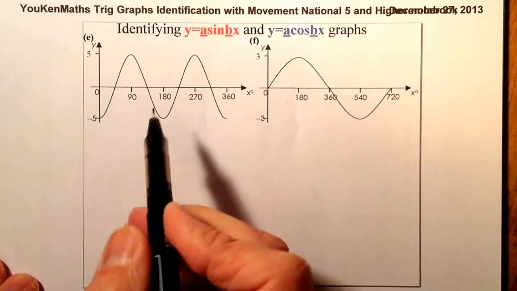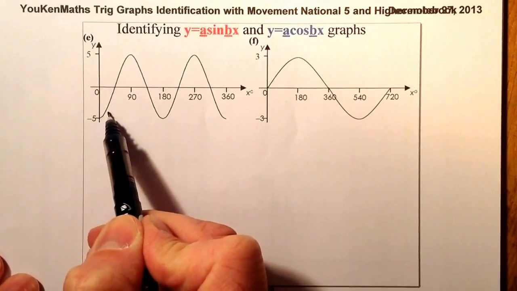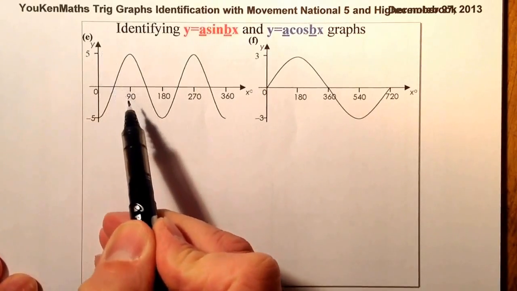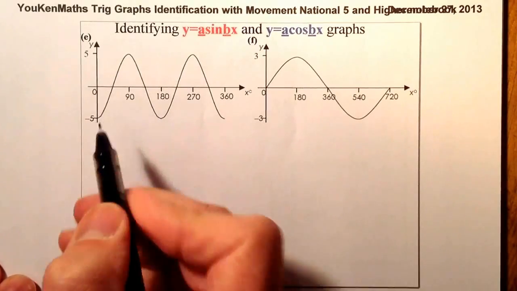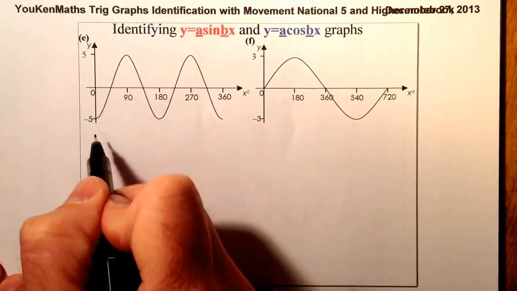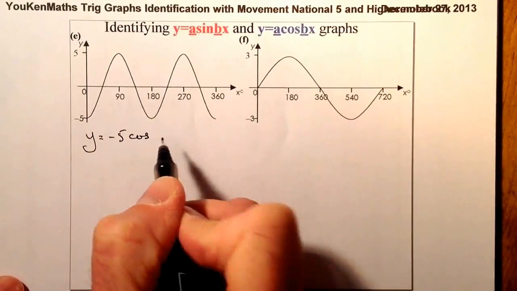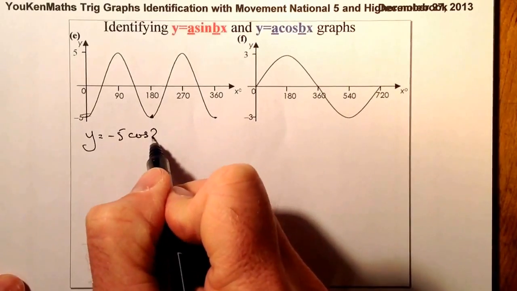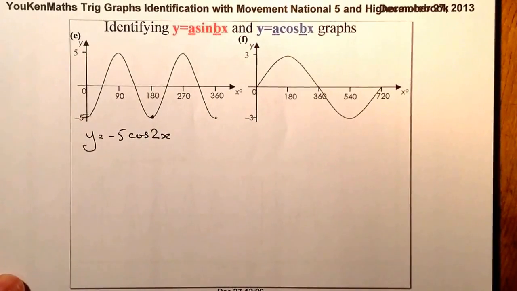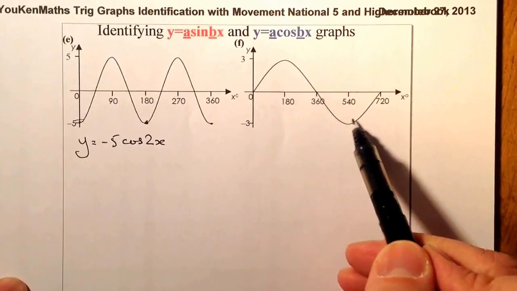The solution for these ones: I can see that they start down and go up instead of starting that way, so it looks like a negative graph. It's a negative cosine graph, goes up to 5 and minus 5, so I'm going to go for y is equal to minus 5 cosine, and I've got 1 cycle to there, 2 cycles to there, 2x, so that's minus 5 cosine 2x. This graph here, this looks like a normal sine graph.